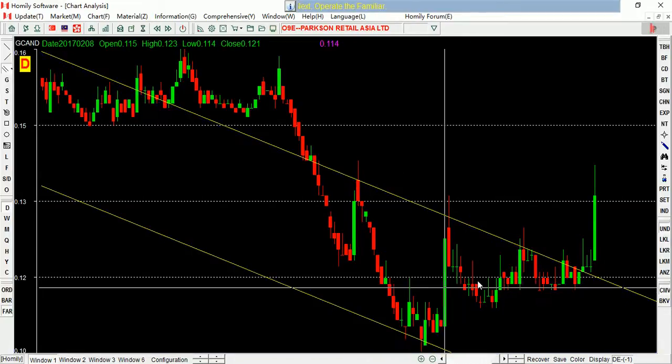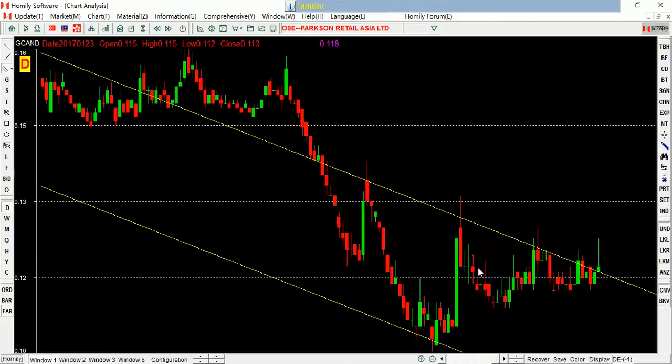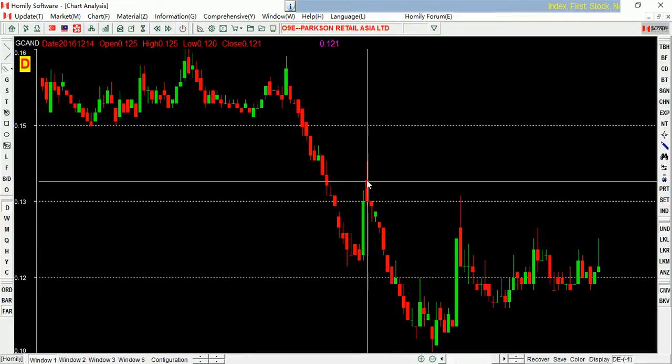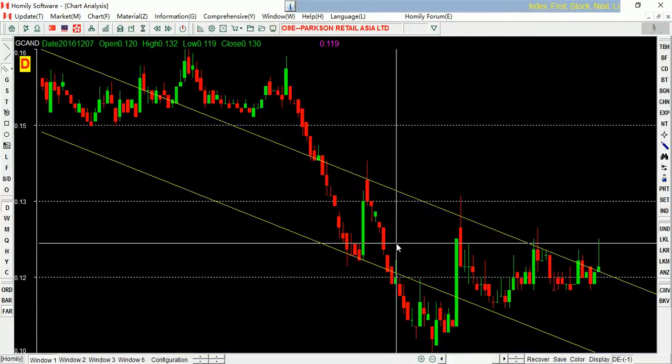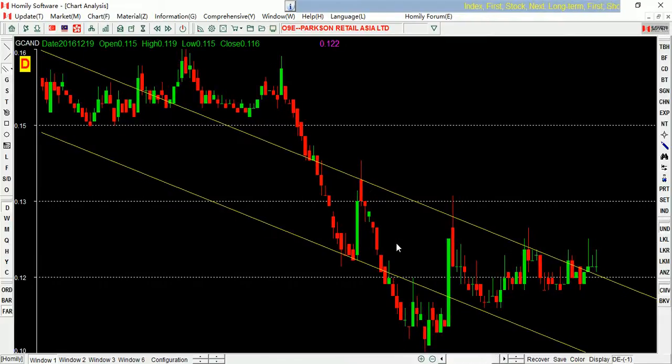Is this an uptrend or a downtrend? Downtrend, right? Okay, so if you see this is the downtrend, here is the buy point or sell point? Here is the buy point. So we can draw the trend line. If you know how to draw the trend line, then you can know how to make good profit.